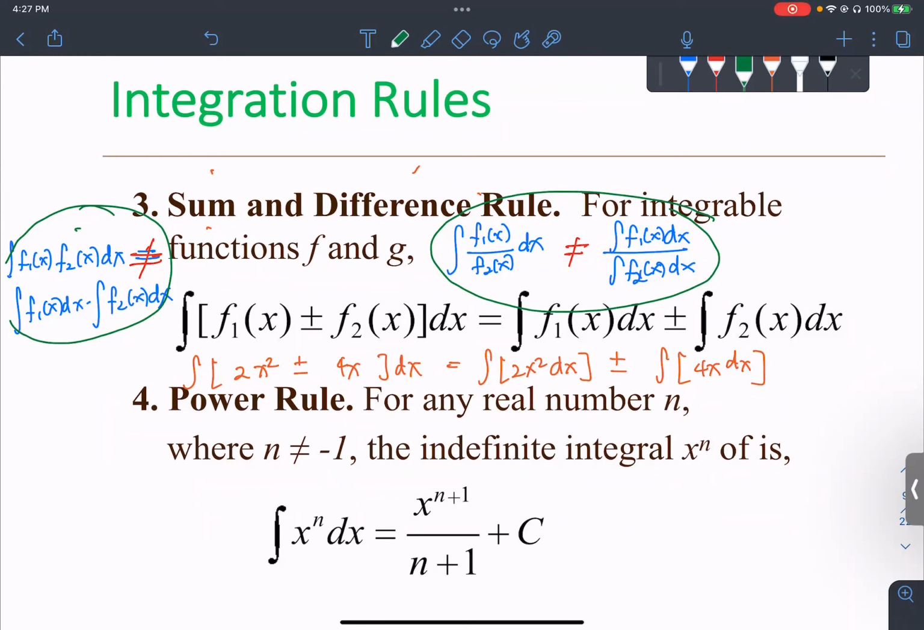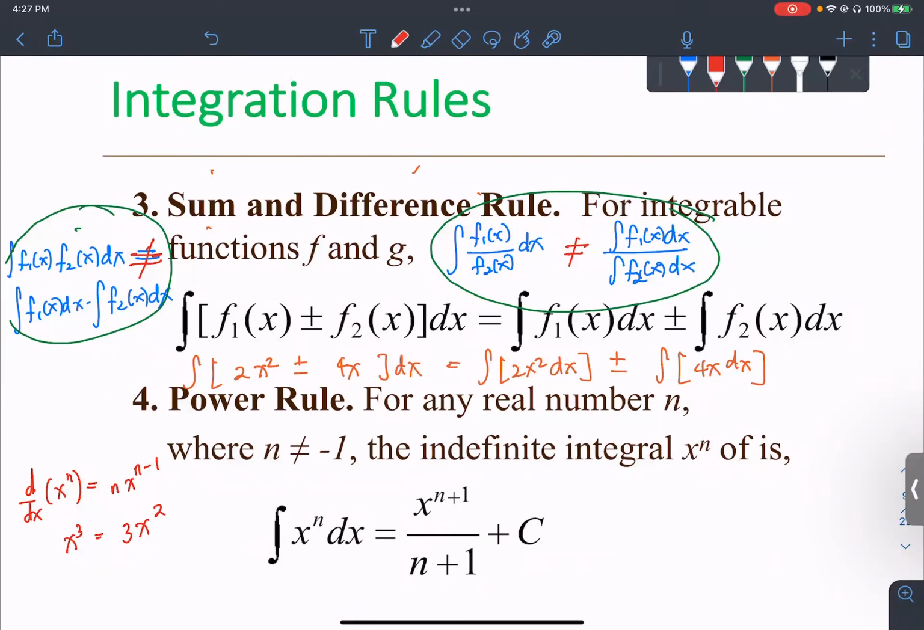And then the last one, we have the power rule. Remember this one in derivative. How do we derive power? We just have n times x raised to n minus 1. We bring down n, and then the power will be n minus 1. So if I have x cubed, bring down 3, and then x raised to 3 minus 1, that will become 2. So I'll have 3x squared.